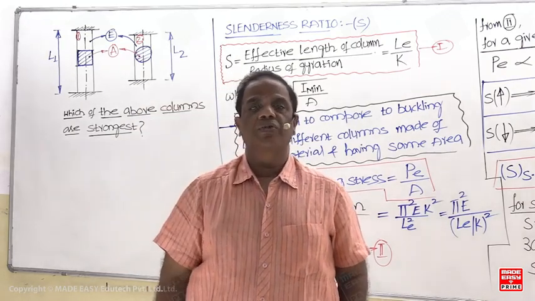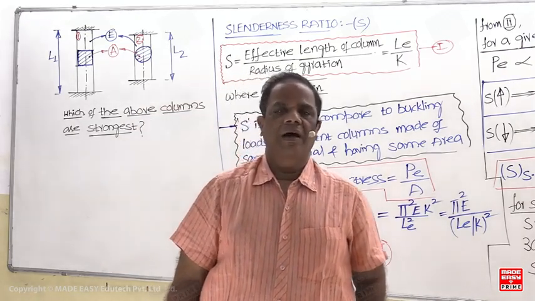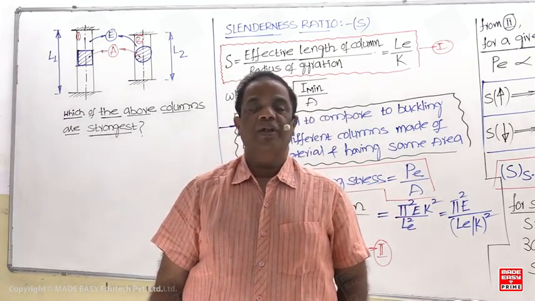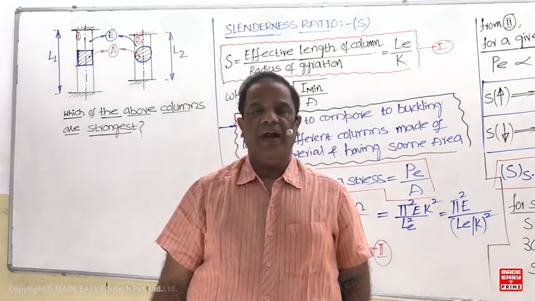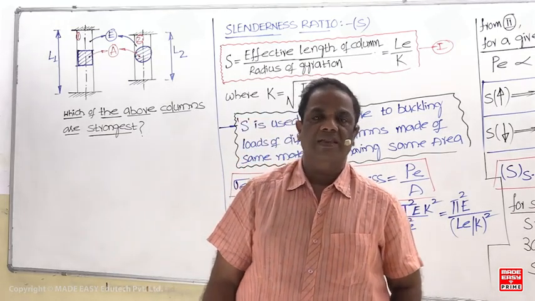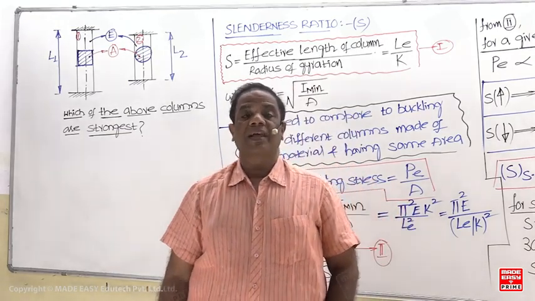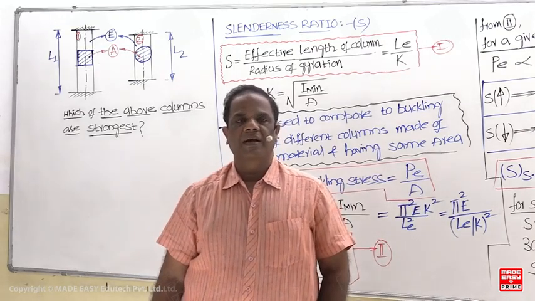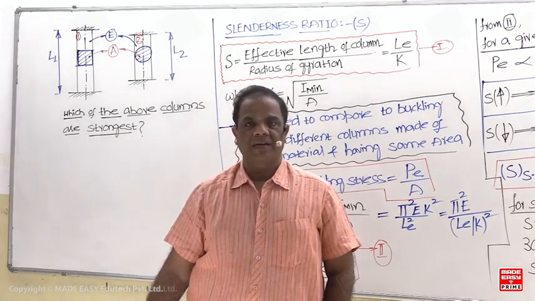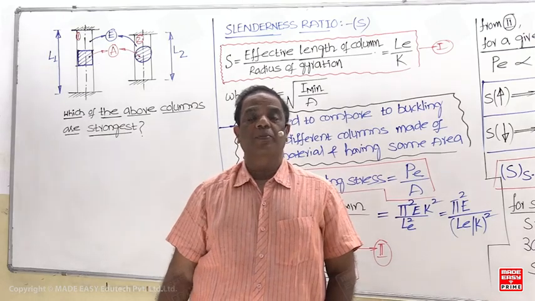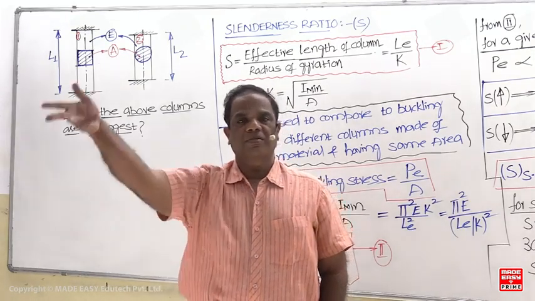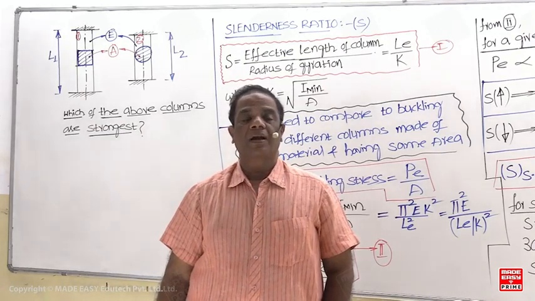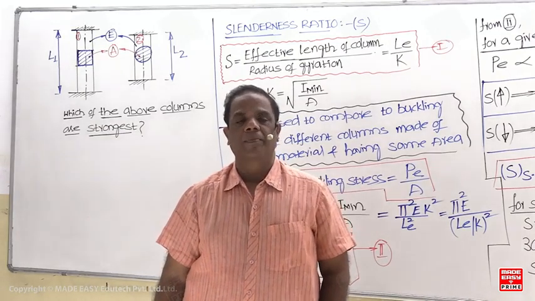And LE is equal to alpha into L. Alpha is the length fixity coefficient. Or the same thing here written in terms of N, where N is the end fixity coefficient. Pi square N pi square E I minimum upon L square. So from that one you have studied, if the remaining parameters are same, buckling load is proportional to Young's modulus. More Young's modulus means more buckling load. And similarly, buckling load is directly proportional to I minimum.